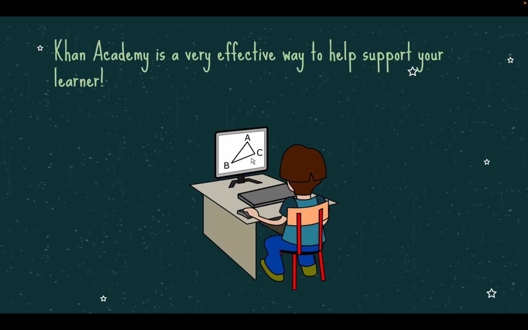Khan Academy is a very effective way to help support your learner. As tutors, utilizing Khan Academy to support your learner will help teach them self-guided learning and will help them to be more independent learners.